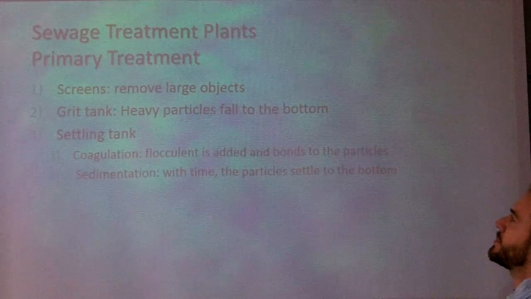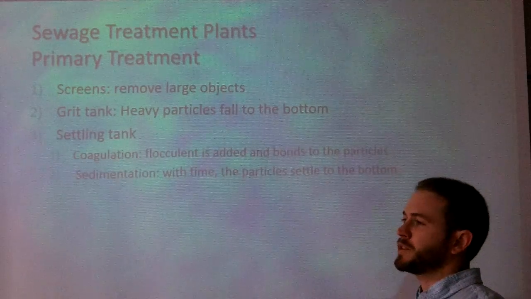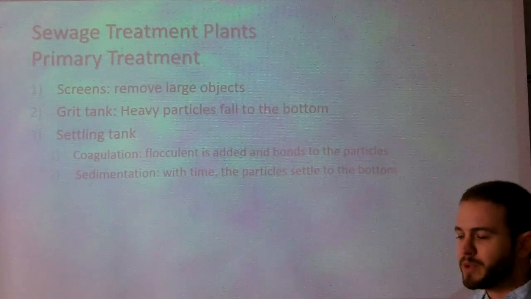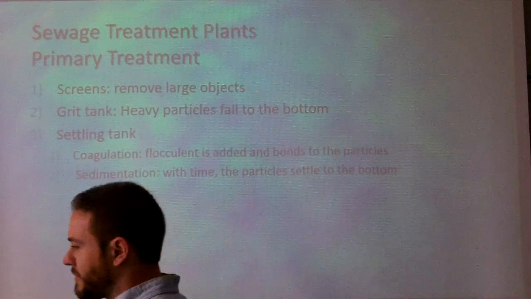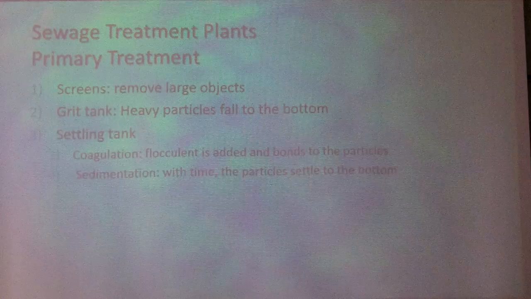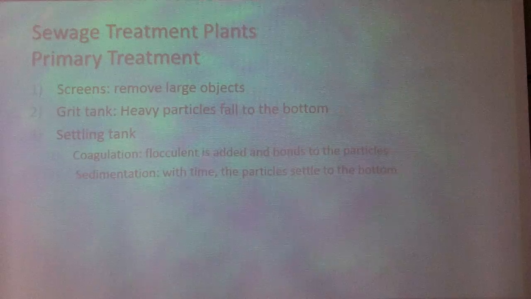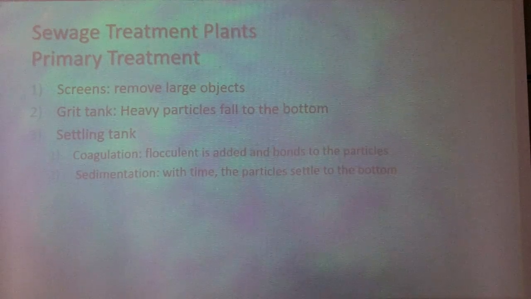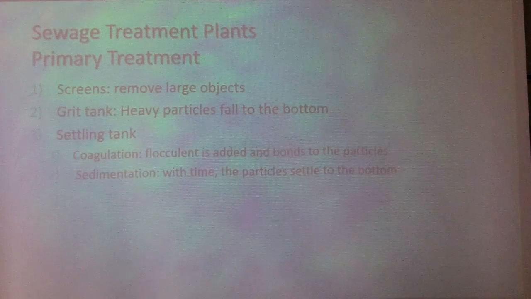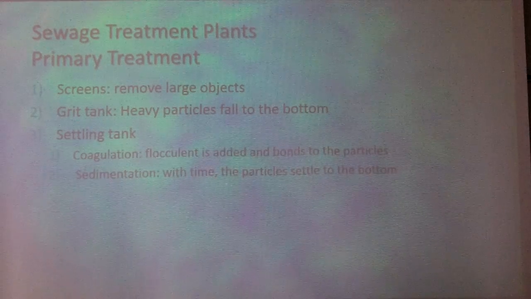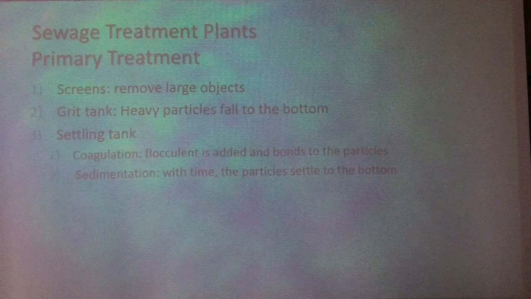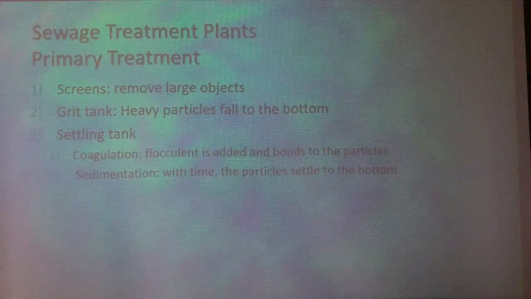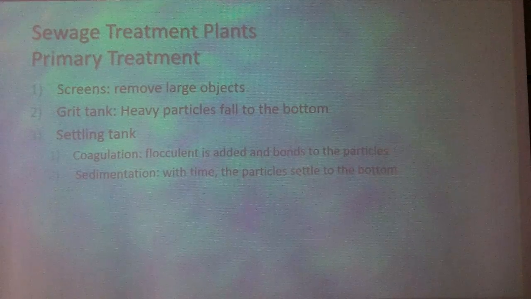So sewage treatment plants, primary treatment. If you're taking notes on this section right here, off to the side of primary, write physical. Because what we're doing is we're trying to physically remove the big solids. All right, so this is the physical part of the process. So first one, screens. When the stuff first comes in, we're using screens to filter out any sticks, rocks, cans, and bottles that may have gotten into this flowing material, as well as some of the bigger chunks of your poop. Grit tanks. Heavy particles fall to the bottom.